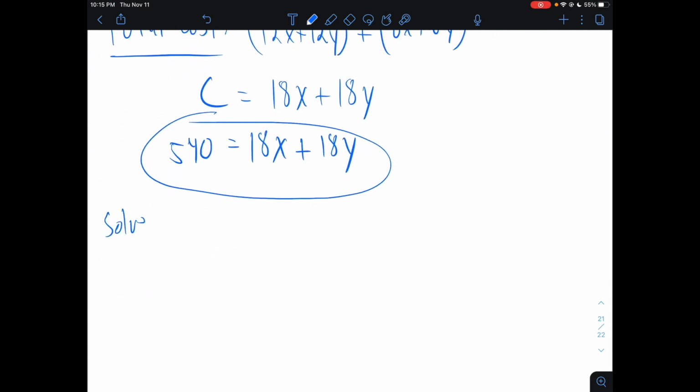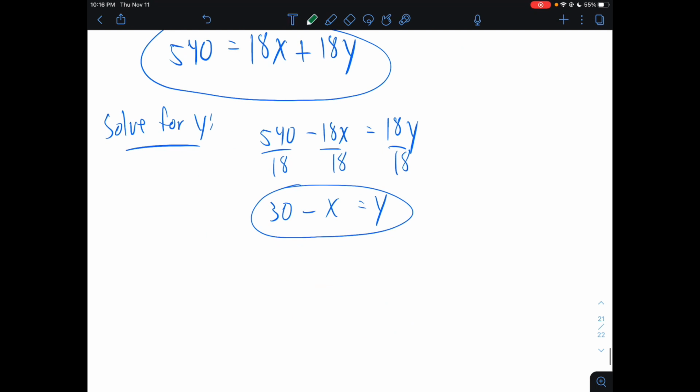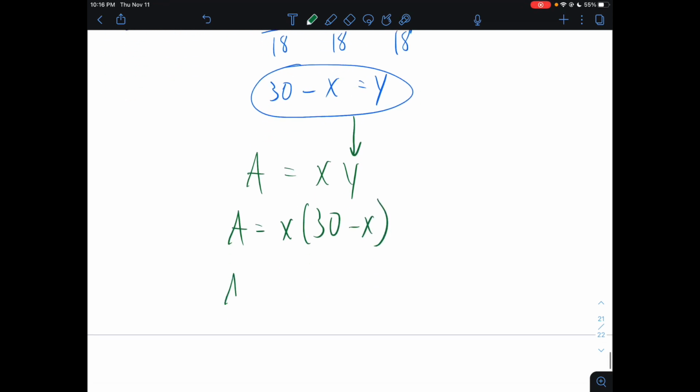So I'm going to solve this for y, meaning I'm just going to get y by itself. So the first thing that I can do is subtract 18x from both sides. And then I can divide everything by 18. So 540 divided by 18 is 30, minus x is equal to y. And then I'm going to plug that into my area equation, which was A equal x times y. I'm just going to put that right in for y, which means that area is x times 30 minus x, or area equal 30x minus x squared.